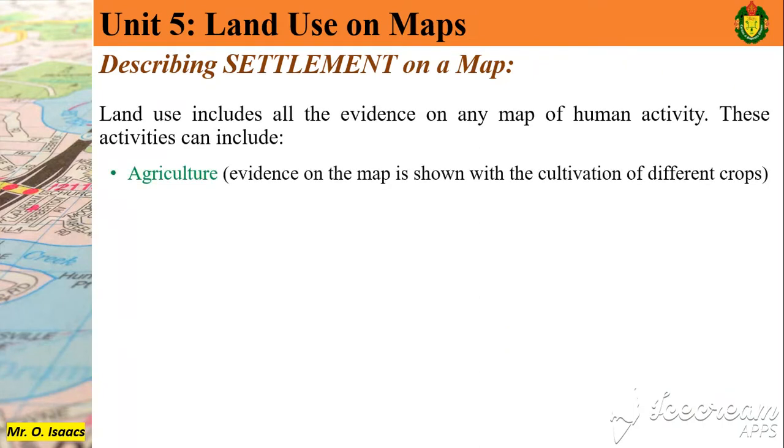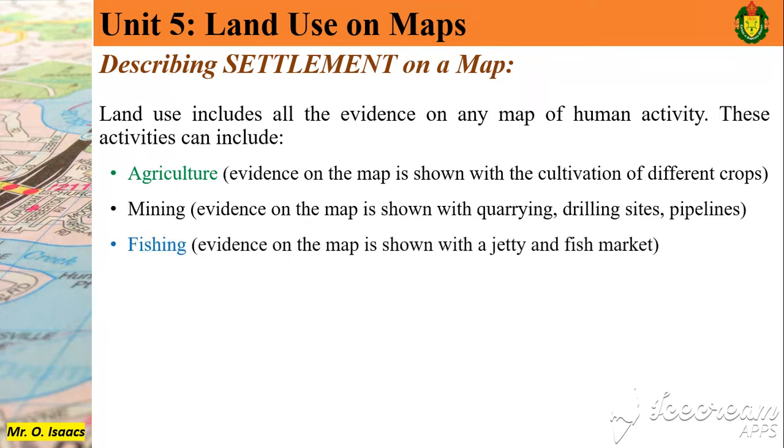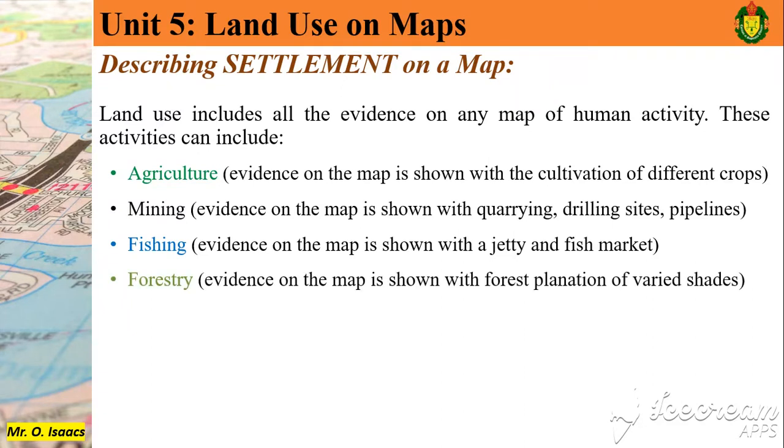So when we look at describing settlement, we can describe them based on the following: agriculture. And again, we look on the key to identify what crops or what is being cultivated. So we use the symbols or the colors that are used on the map. Mining can also be shown on the map using quarries, right? So again, you look at the key in order to identify these. Fishing can be identified using jetties, and this will be located close to the coast of the map. So again, you look in the key to find these.